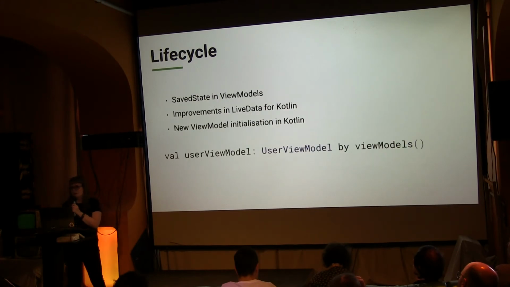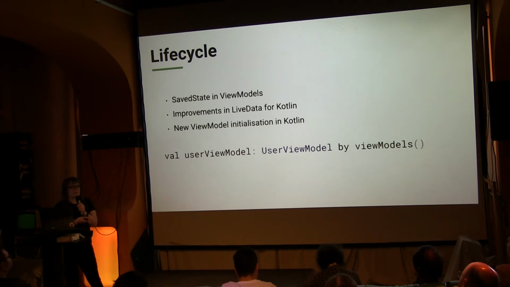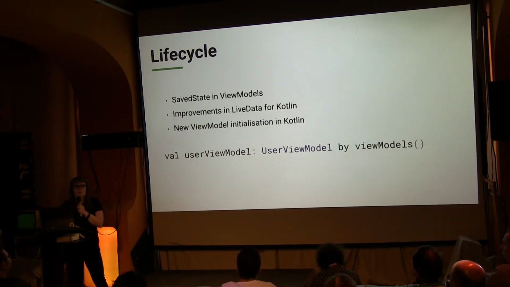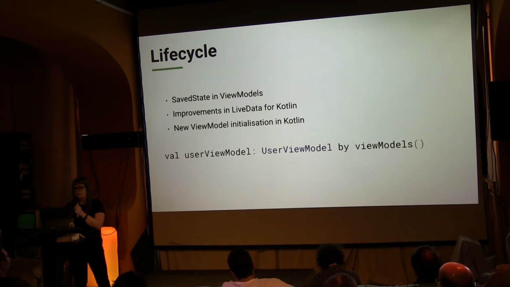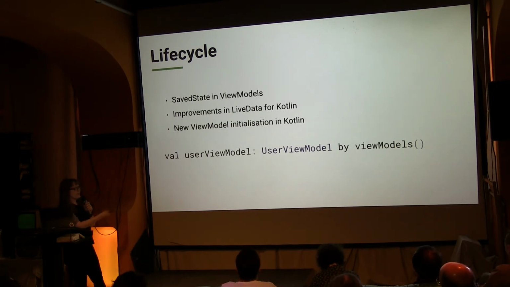Now, on the lifecycle side, there's a new type of view model that allows you to save your state via onSaveInstanceState. Also, the Kotlin APIs have been improved both for live data and view model. For example, initialization of view model is way easier. It's just one line of code. Before that, you had to create your lateinit and then initialize it. Now, just by property delegates, it's really easy.